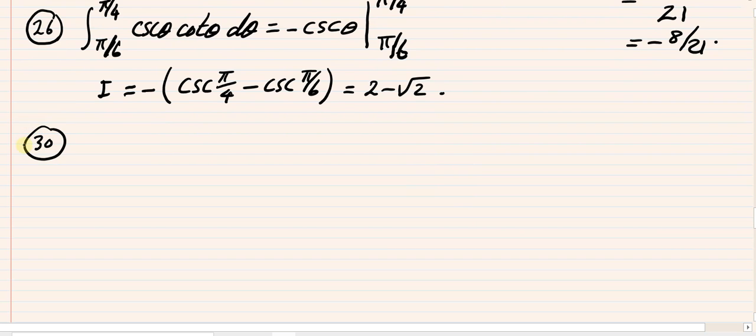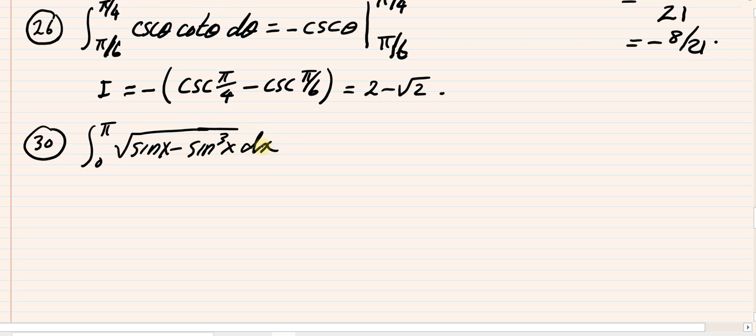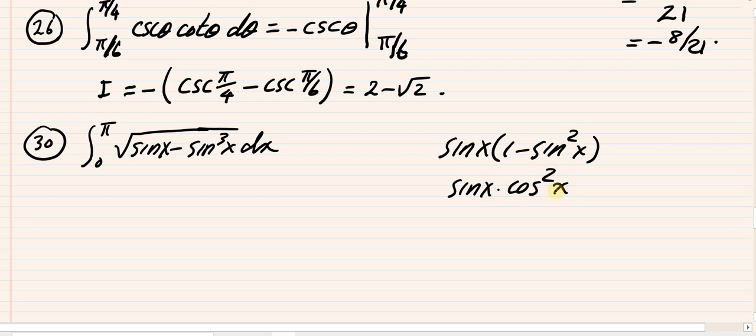Number 30. The integral from 0 to pi of the square root of sine x minus sine cubed x dx. Now I have to work this a little bit first. The sine x I can factor, and I get 1 minus sine squared x, inside the radicand. Now 1 minus sine squared is cosine squared x, true?